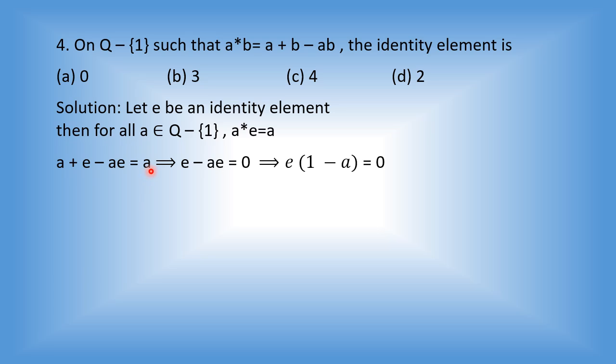By the law of cancellation, we can cancel A. Then we'll get E minus AE equal to 0, or you can take E as a common term, then E times (1 minus A) is equal to 0. So 1 minus A cannot be 0 because A is not equal to 1. If A is equal to 1, that is the only possibility that this term is 0. But A belongs to this set which does not have the element 1. Therefore, the only possibility is E is equal to 0. That is option A here.